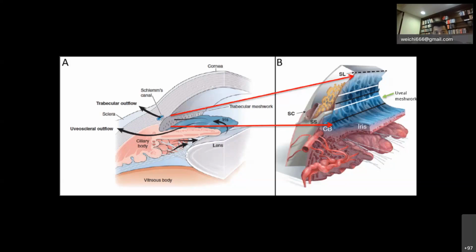So if you have compromised ciliary body production of the aqueous, if you don't have sufficient production of aqueous, if you imagine eyeball as like a basketball, if there is an inadequate production of the aqueous, do you feel the eyeball, the basketball would be too soft or too hard?